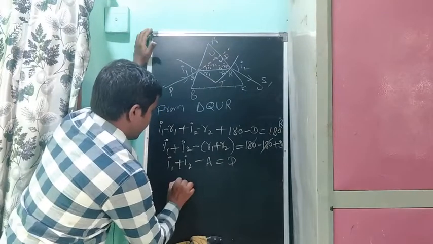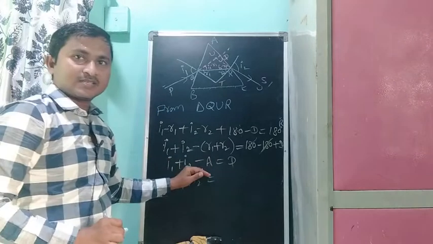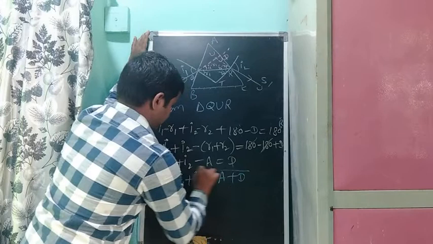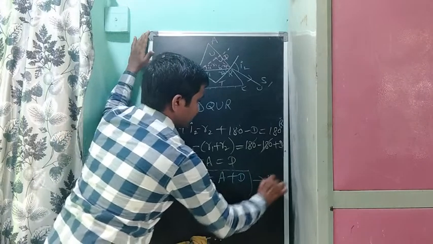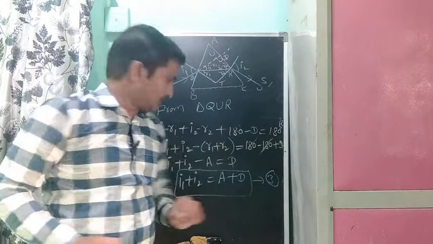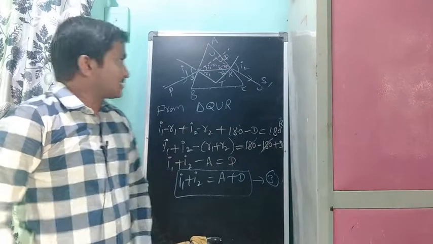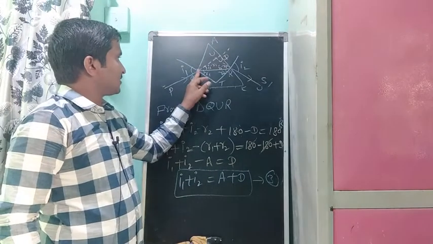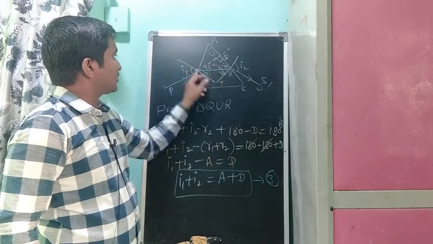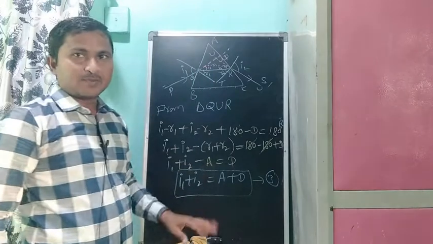From this, I1 plus I2 equal to minus A will become plus A. So A plus D. This is equation 3. Equation 2 is A equal to R1 plus R2, and equation 3 is I1 plus I2 equal to A plus D. Here we simply take triangle QRT at first, again from the quadrilateral AQTR, and again from the triangle QUR we are applying that.